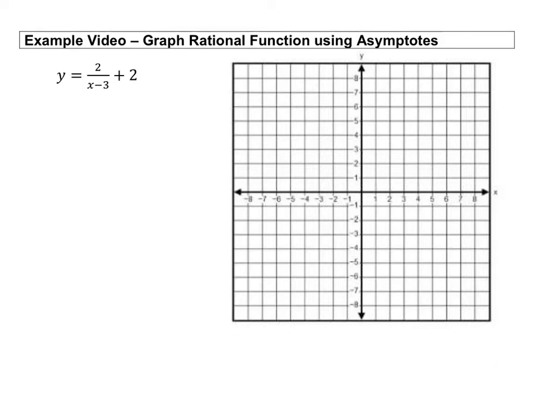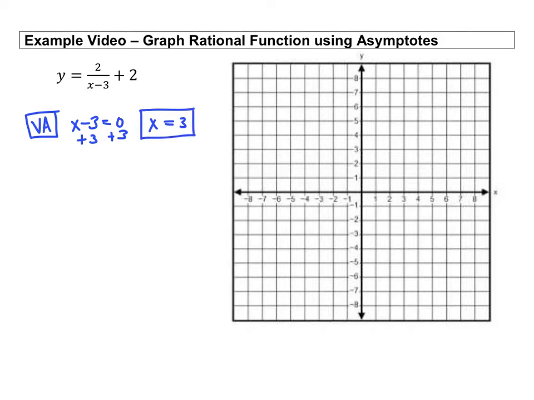All right, we've got another graph, and we are going to use the asymptotes to do our graphing. So our first step will be to identify the asymptotes. We just did that in our last video. I'm going to start with our vertical asymptote, which is when our denominator, x minus 3, equals 0. Solve for x, and we get x equals positive 3.